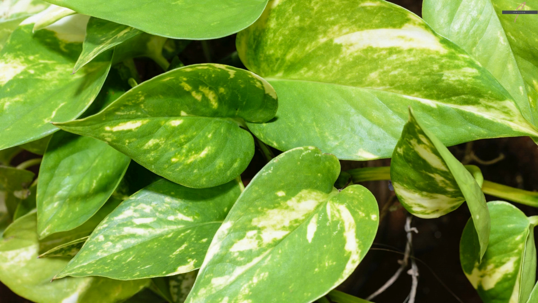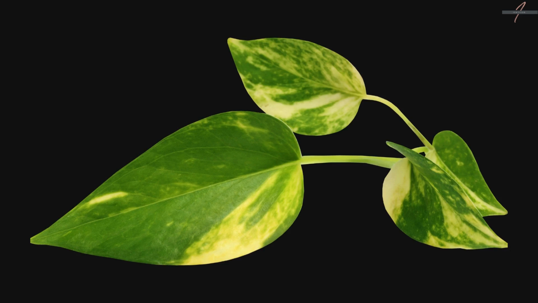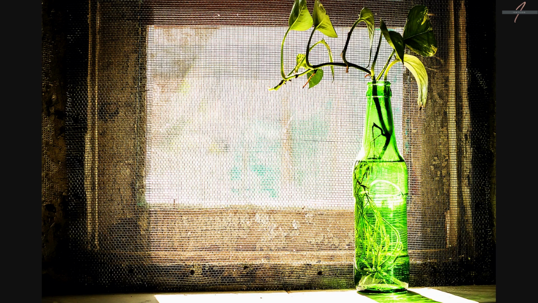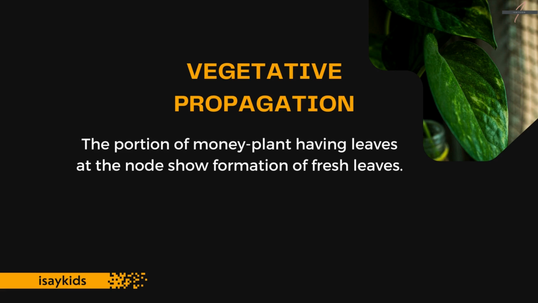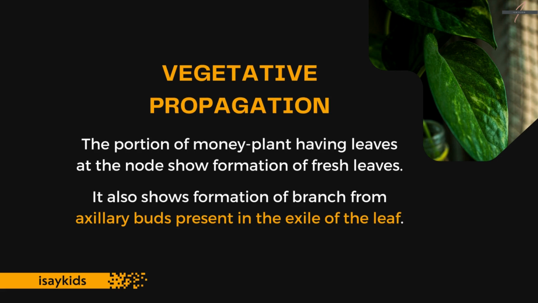Similarly, if we cut some pieces of money plant such that they contain at least one leaf and then cut out some other portions between two leaves, and dip one end of all the pieces in water, the portion of money plant having leaves at the node show formation of fresh leaves. It also shows formation of branch from axillary buds present in the axil of the leaf.